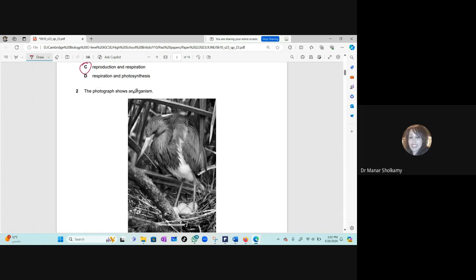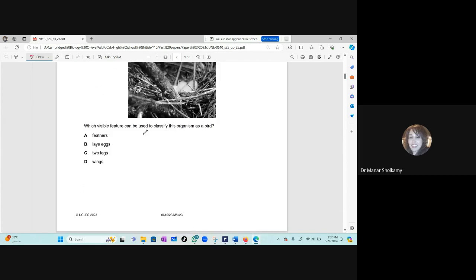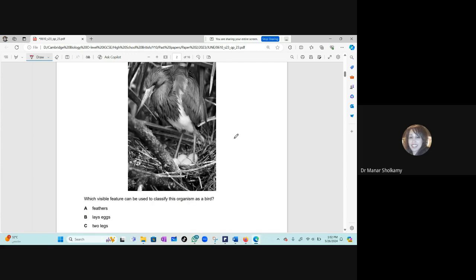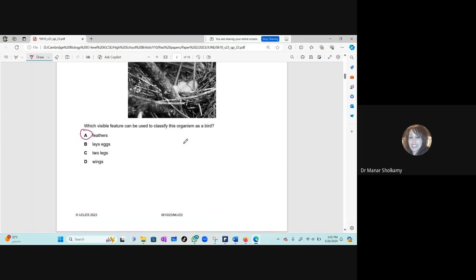Here, the photograph shows an organism. It's obviously a bird. Which visible feature can be used to classify that this is a bird? This is so easy. Feathers. A, of course, birds. These are the only organisms actually that have feathers. If you think of any other organism, they have fur, not feathers.